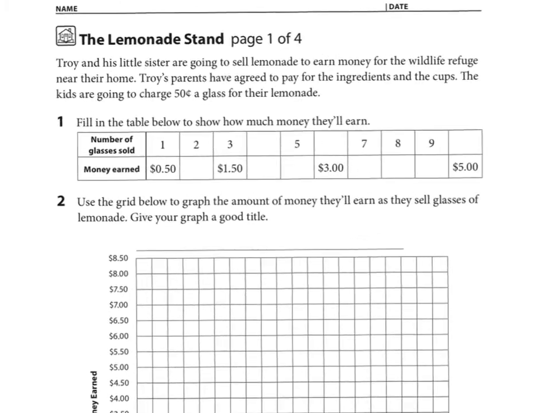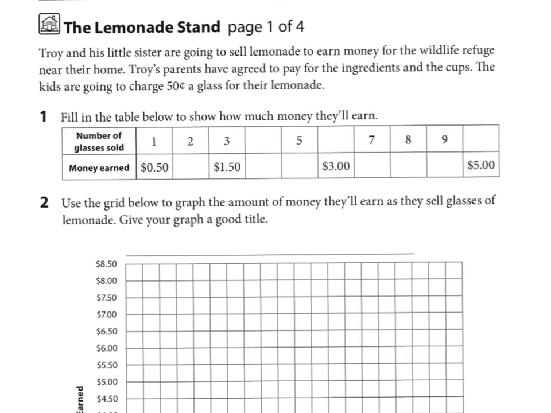So I see that one glass sold is 50 cents. How much money would it cost for 2 glasses? So 50 cents times 2 would be $1. That's correct. And 3 costs $1.50. 4, $1.50 plus 50 cents would be $2. And then for 5 of them would be $2.50 because I'm adding 50 cents again.